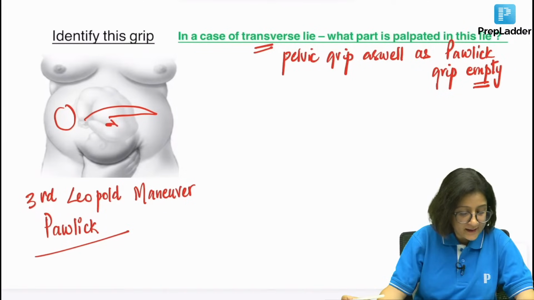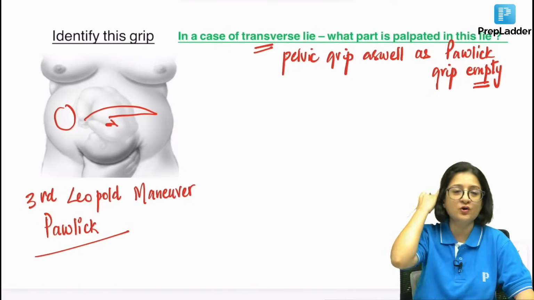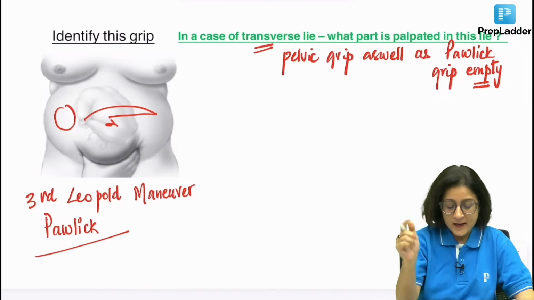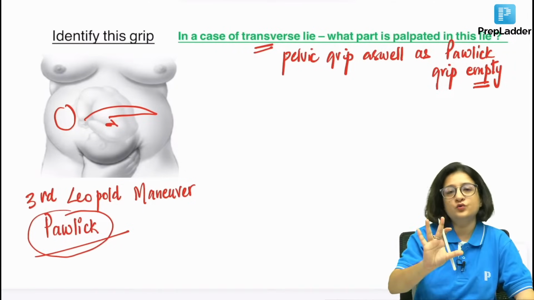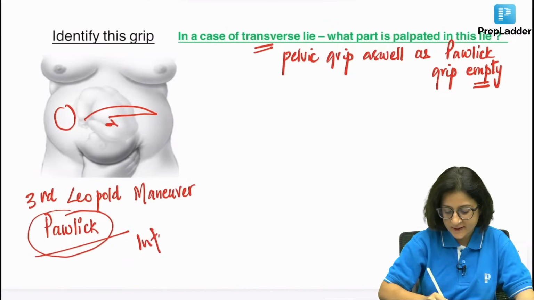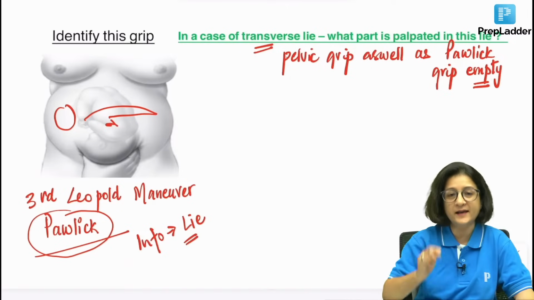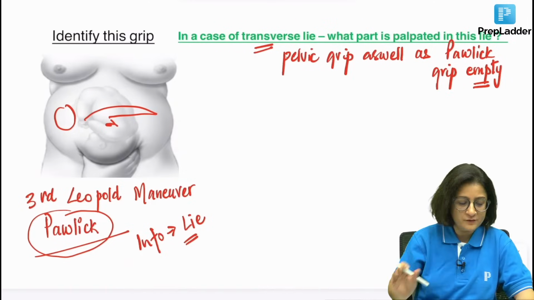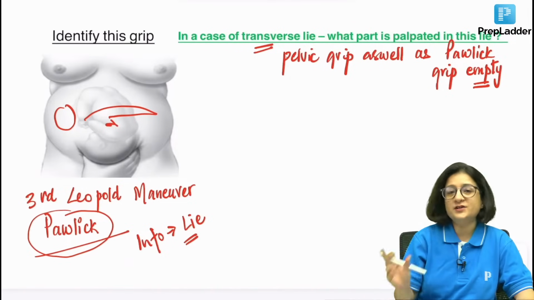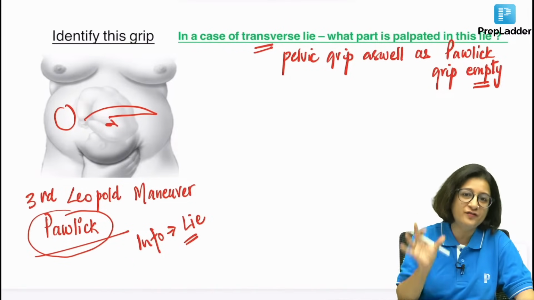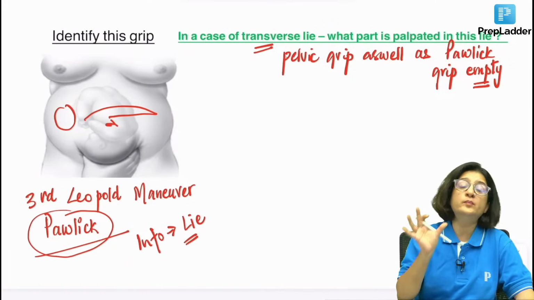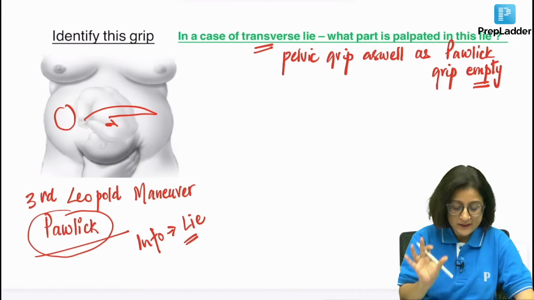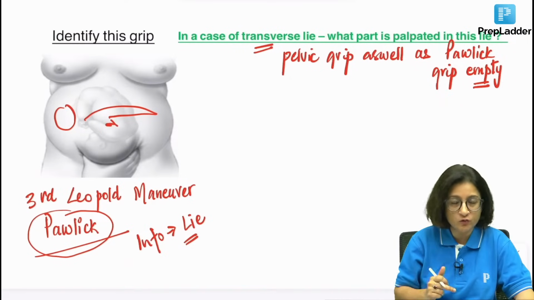Now, Bandita, head is engaged or not? That's a very interesting question, a very interesting statement that you made. Now, tell me, this Pollock grip only tells you about the lie. The information that it gives you is about the lie, whether the lie is longitudinal or not. It could be cephalic, it could be breech, but it only gives you information about the lie. And yes, Priyansh rightly said, if the head is completely free, in Pollock grip, it is going to be ballotable. If the head is completely free, the head is going to be completely ballotable on the Pollock maneuver or on the Pollock grip.